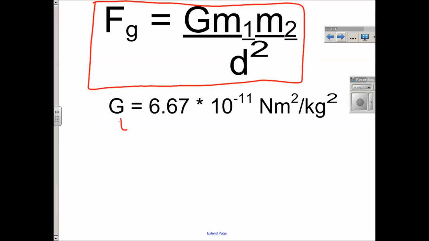G is your universal gravitation constant. It's this magic number, kind of like pi comes up with circles anywhere in the universe. This universal gravitation constant, 6.67 times 10 to the negative 11th, comes up anytime you're solving gravity problems dealing with force and the mass of the two objects. M1 and M2 are the masses of the two objects, and D is the distance between their centers, like I said in the last slide.